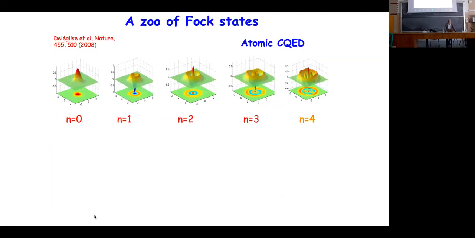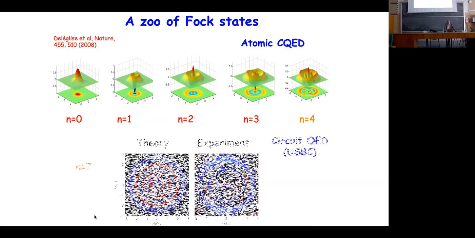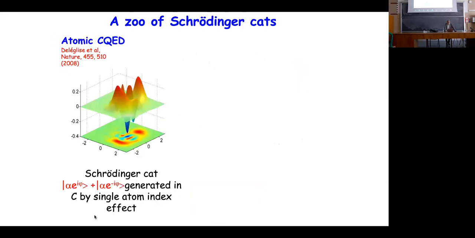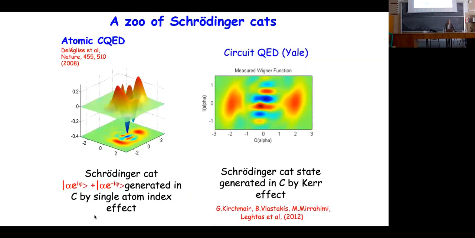They have also prepared Fock states. You see, these are the Fock states in Cavity QED. And at the bottom, you see the Fock state for n equals 7 obtained in Circuit QED. Finally, they have also Schrödinger cats. At the left, you see our cats. On the right, the kind of cat they have in Circuit QED. So I will conclude very briefly.